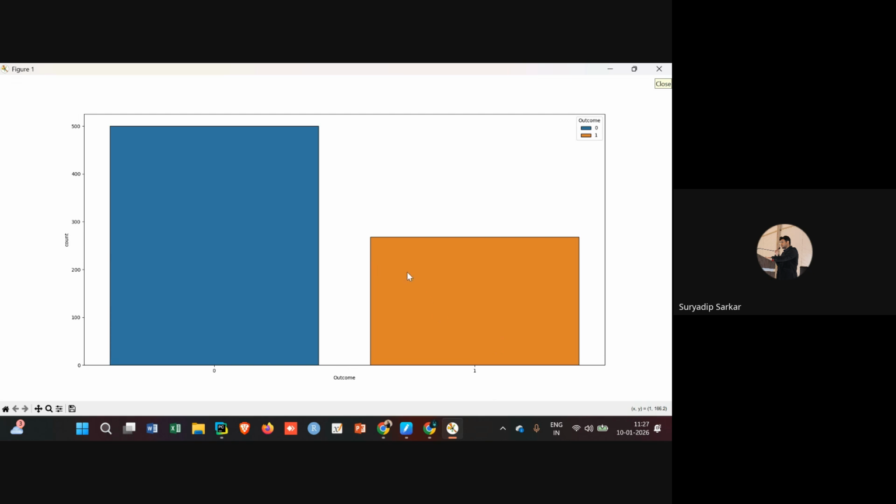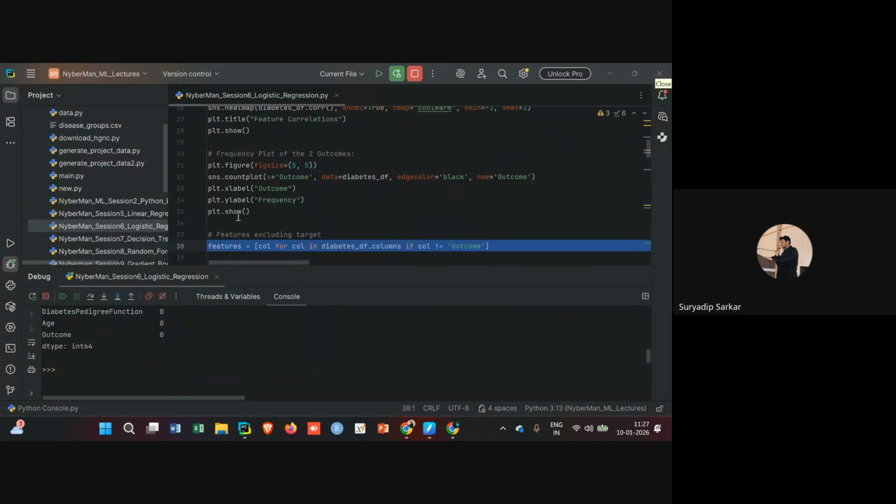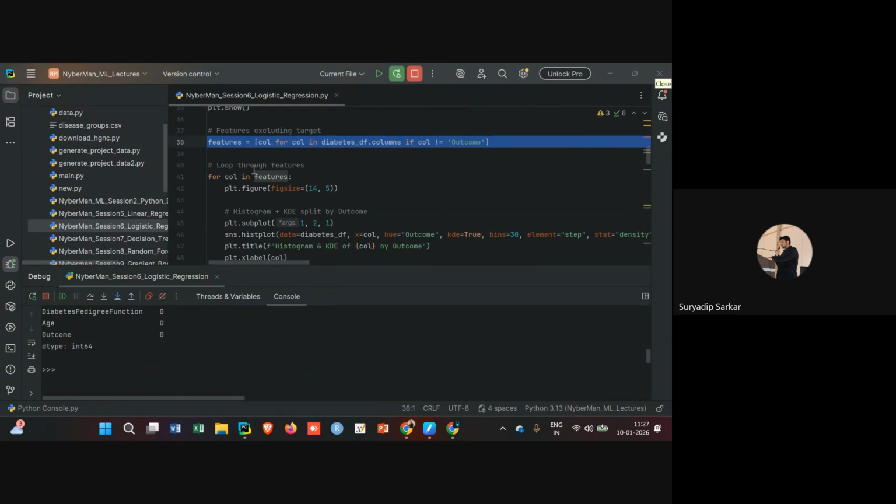Okay, as you can see, these are not balanced. So this is a situation where we are working with imbalanced classes, so we might have to use techniques to actually fix these imbalances. We might have to do some resampling, some downsampling or some upsampling. But as you can see, the number of healthy individuals is almost 500, whereas the number of diabetes individuals is around 250. Okay, so this is the frequency plot. Now here is the beautiful part where we will be doing some histograms and some probability density distributions.